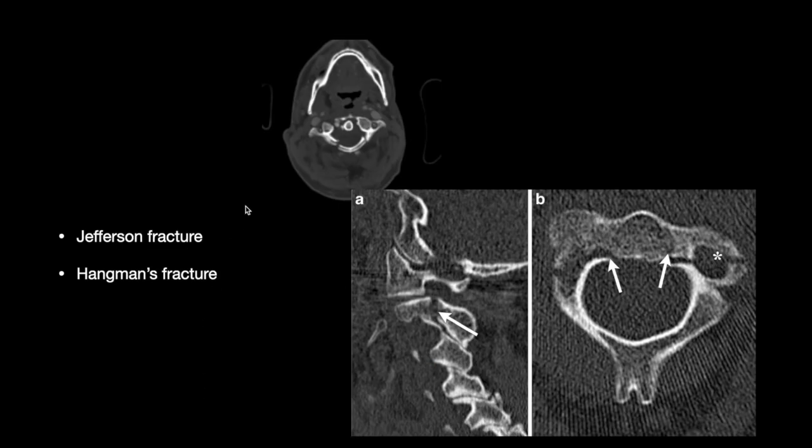All right, let's go through the fractures real fast. Jefferson's fracture occurs when diving headfirst in a pool, and it is a C1 atlas injury. See how it breaks here? Hangman's fracture happens with hyperextension, and it is a C2 injury. Look here, here are the fractures.